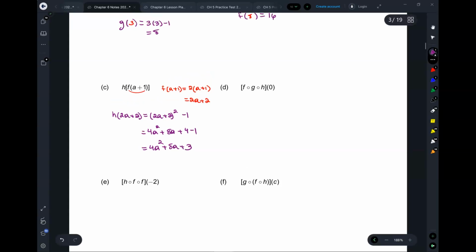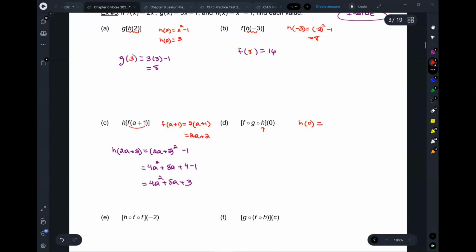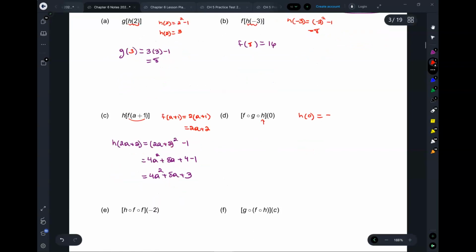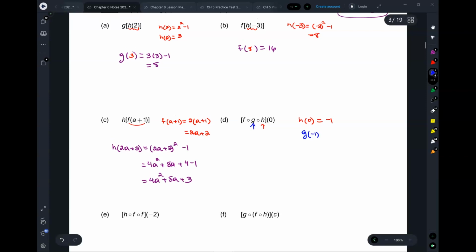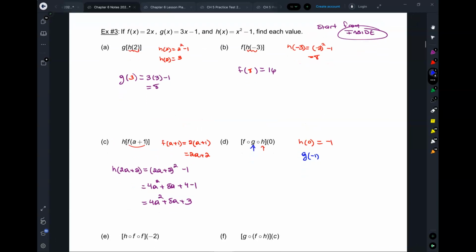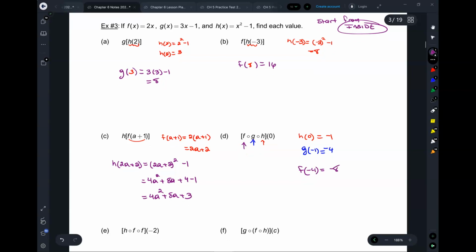Okay, the next one has 3 of them, right? So we start from the innermost one. That's h of 0. What does that give me? Negative 1. Then I go outside. That's 1 level, right? That's g of what? Negative 1. And that will give me negative 4. And then I go out again and I get f of negative 4. And that gives me, yes.